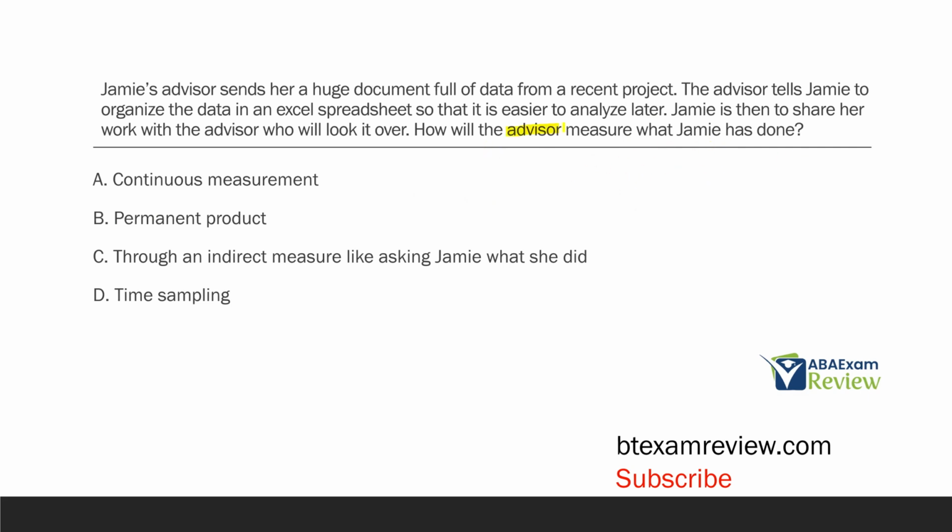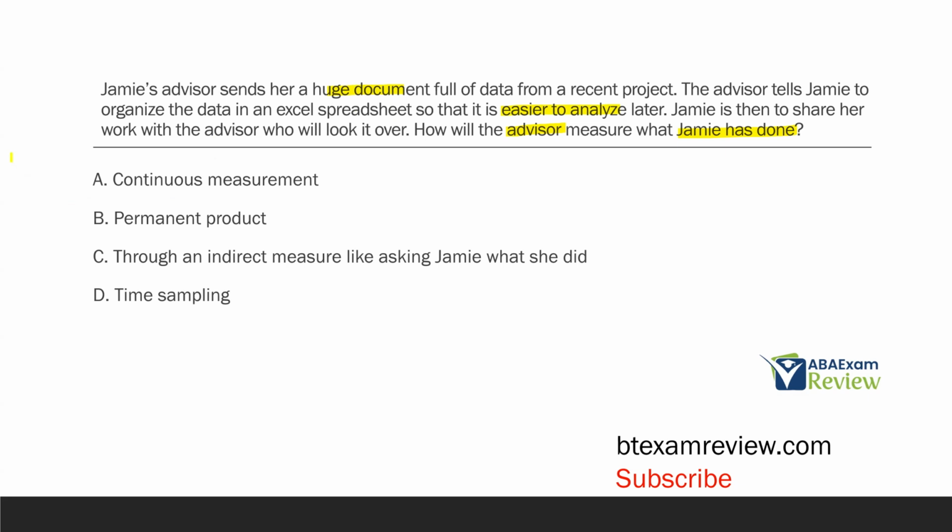So looking at the advisor, it's another measurement question. And we're looking at the advisor and how are they going to measure Jamie's behavior? We need to figure out what is Jamie doing? Well, Jamie receives a huge document from her advisor. The advisor tells Jamie, organize the data so that it is easier to analyze.